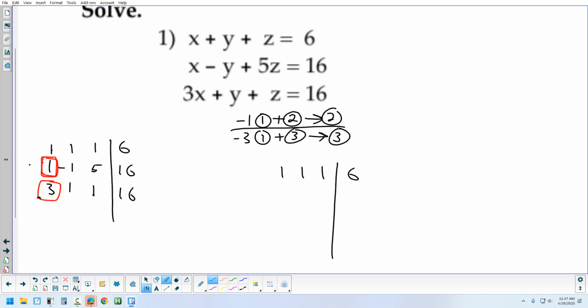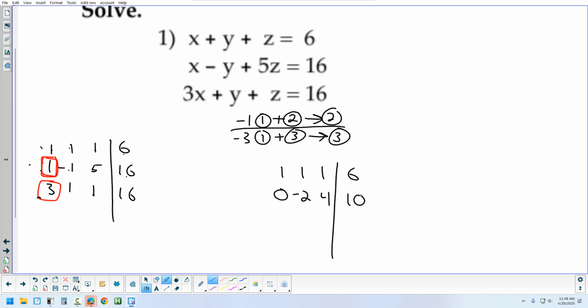Okay. So let's start with the first one. Multiply the first row by -1. Add it to row 2. What's 1 times -1? -1. What's -1 plus 1? 0. Okay. Do it again. What's 1 times -1? -1. Plus -1? -2. What's 1 times negative 1? -1. Plus 5? 4. What's 6 times negative 1? -6. Plus 16? 10.